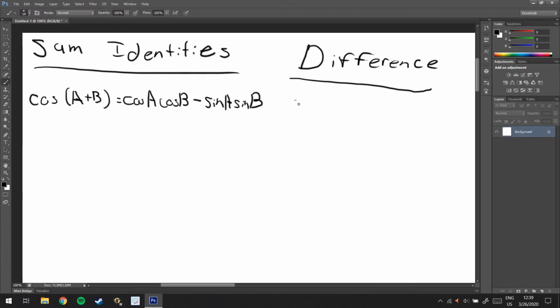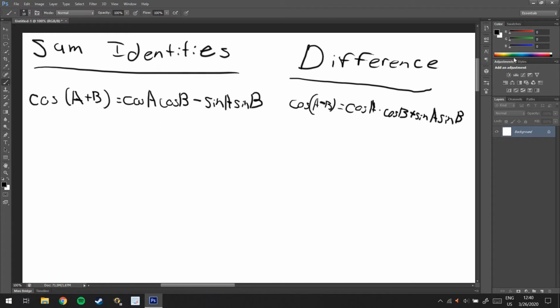Then the difference for cosine, well, if we have sum, I'm saying the wrong word. I'm saying the right word and then not putting the right symbol. Difference, not sum. So we want the opposite sign. We're going to keep the same form. So it's going to be cosine A times cosine of B minus sine A sine B. We want the opposite sign for cosines.